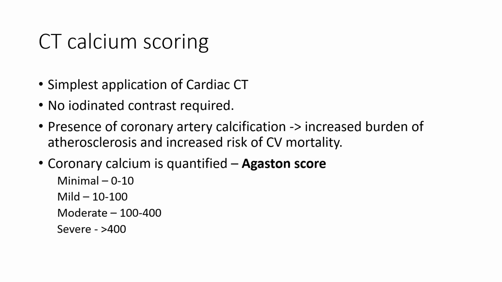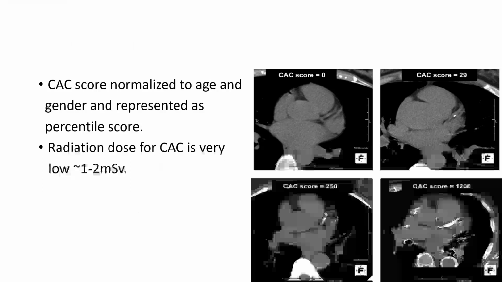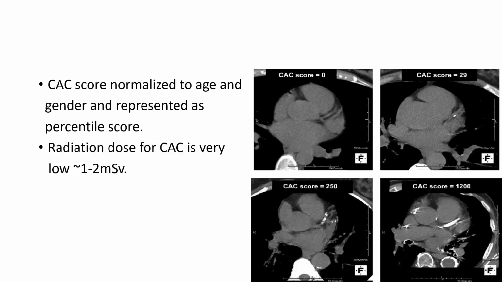The scoring is usually quantified using the Agatston score, where 0 to 10 is minimal, mild is between 10 to 100, moderate is 100 to 400, and severe is greater than 400. This calcium score is then normalized to age and gender and represented as a percentile score. The radiation dose for calcium scoring is very low, around 1 to 2 millisieverts, about the same as a normal X-ray. Here we have an image depicting the calcium score as it progressively goes higher. And we can see with 1200, there is marked calcification in all the arteries.